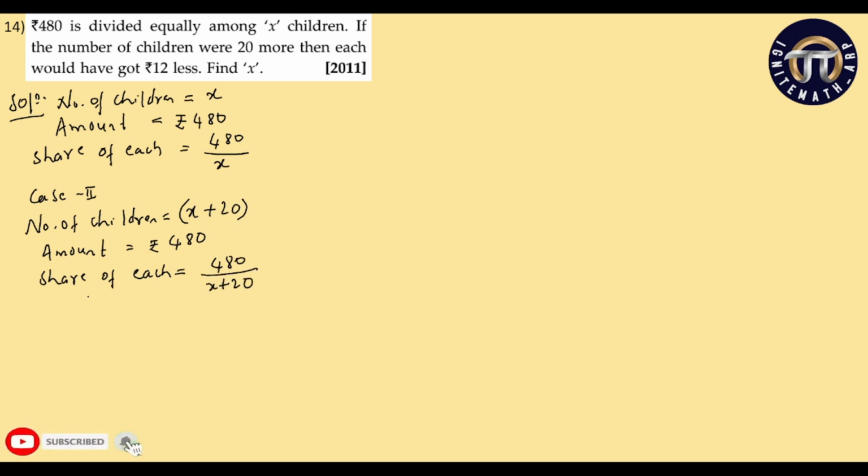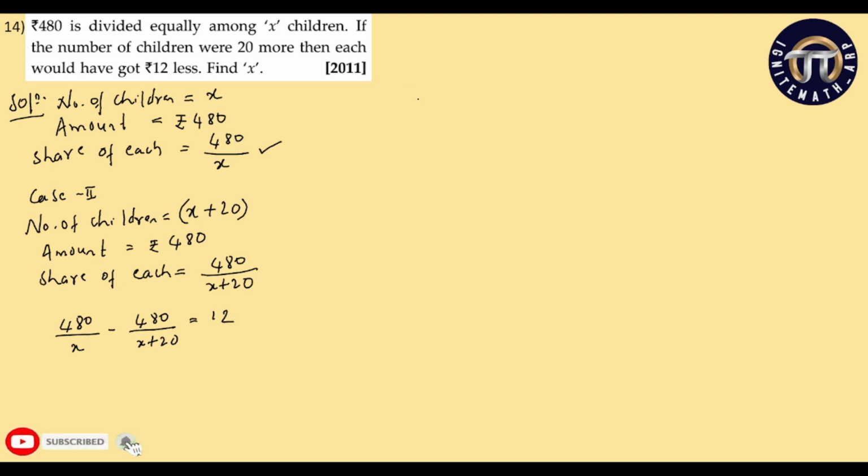Where are the children getting more money, children, right? So they are getting more in the first case. Okay, in the second case they are getting less because number of children is more over here, so the amount given to each will be reduced. So always bigger minus smaller you are supposed to do. So I can write this as 480 divided by x minus 480 divided by x plus 20 is equal to how much they are getting. They are getting 20 less in the second case than the first case.